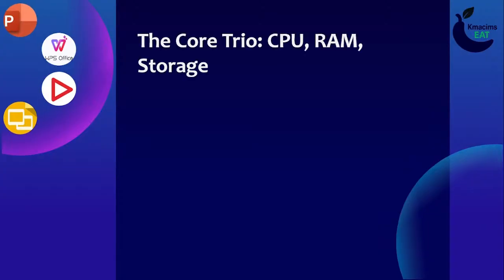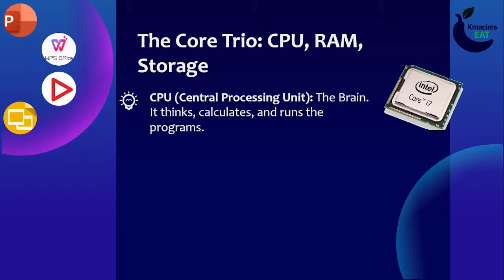Okay, let's look at the three most important parts that determine a computer's performance, that determine how fast a computer is. These three things are what you are going to look out for when you want to buy a computer system. You check these specifications depending on the kind of task you want the computer to run for you. The first thing we are looking at here is the CPU.